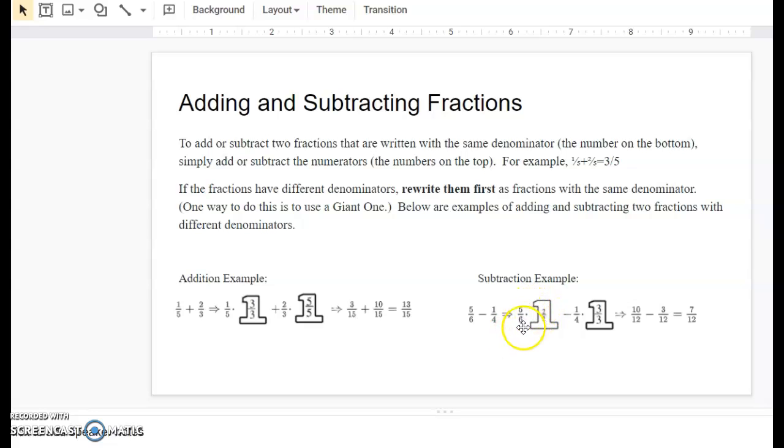So 5/6, I would multiply 6 times 2 to get to 12, which means I'm also going to multiply 5 times 2, which equals 10. So 10/12 is my first one. And then I would multiply 4 times 3 to get to 12, which means I also have to multiply 1 times 3. I always do the same to my numerator, which would be 3. So now I get 10 over 12 minus 3 over 12. And I'm going to subtract the 10 minus the 3, which brings me 7. So 7 over 12 is my answer.